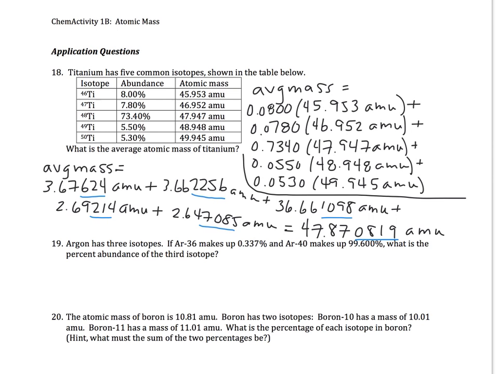as being insignificant, and that means my final answer, which will report only the significant digits, will be 47.87 AMU. Let's see if that makes sense. The average mass of titanium is almost 48, and the most abundant isotope, titanium-48, has a mass of almost 48. So that makes sense. The average mass is going to be closest to the one that is most abundant in most cases.